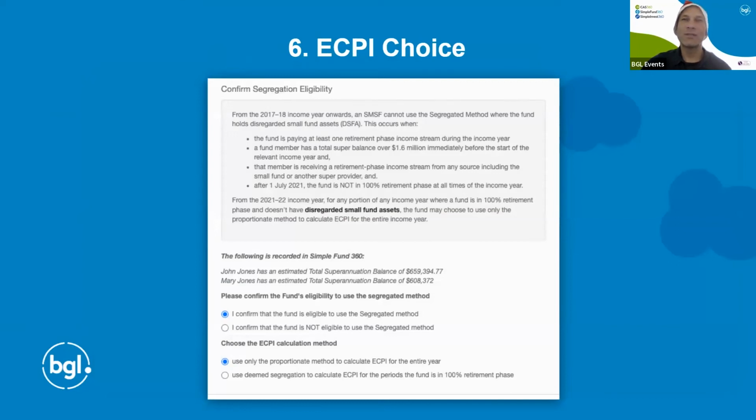The fund may choose to use either the segregated method or the proportionate method to calculate ECPI for the income year when an SMSF is paying retirement phase income stream, or the fund isn't 100% in retirement phase and the fund doesn't have disregarded small fund assets. Once again, a very important update that we're able to put out, a lot of complexity that went into that.